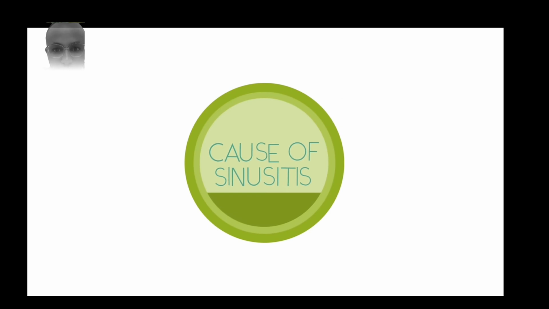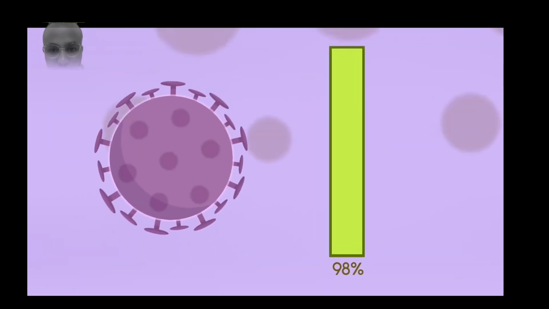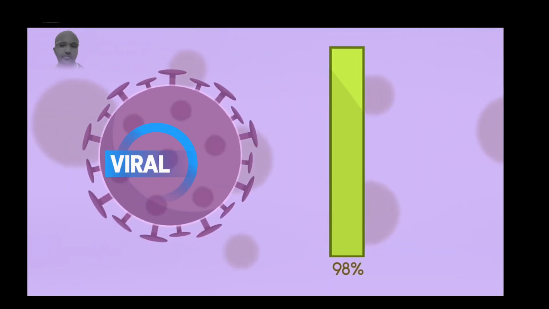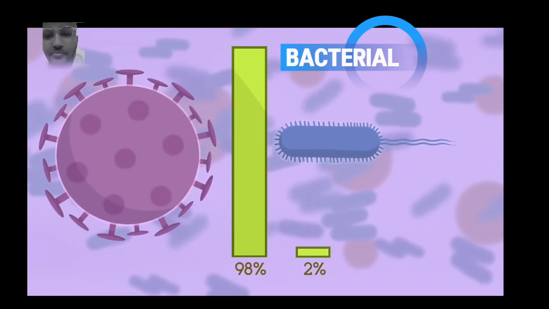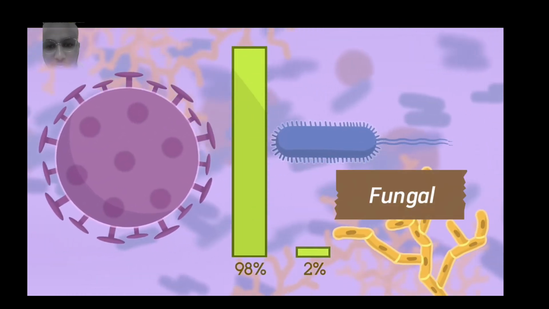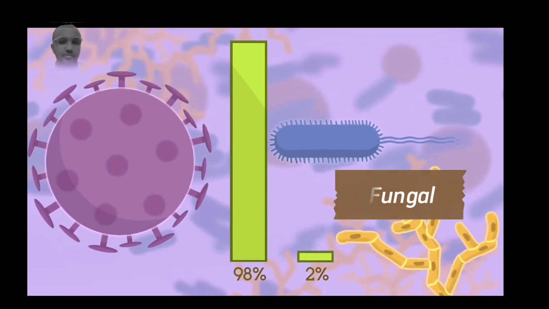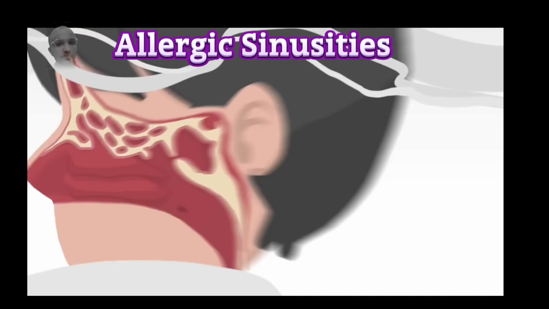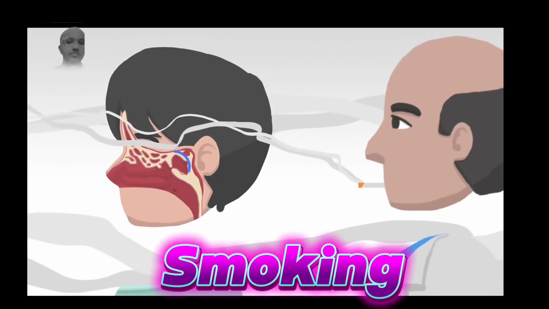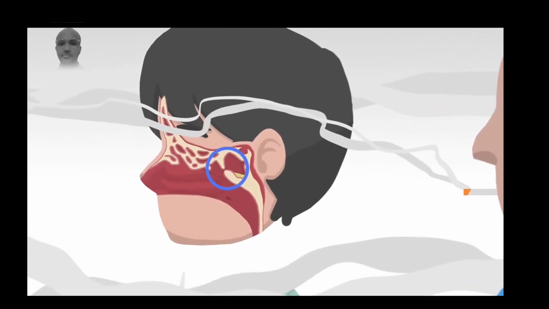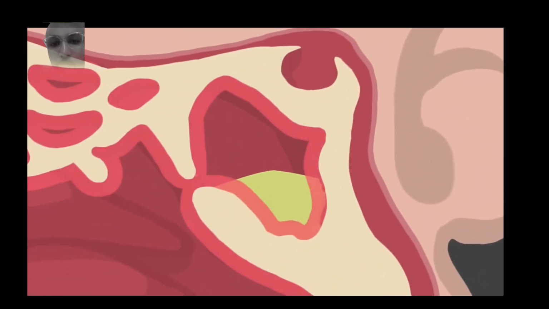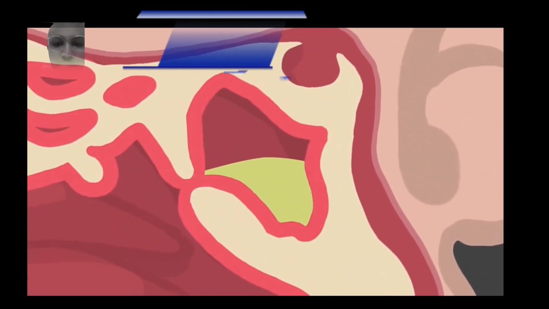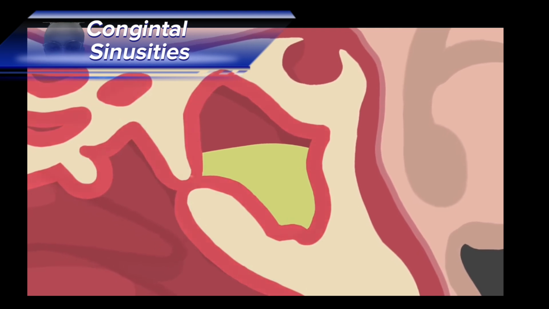So what is the cause of sinusitis? The most common cause is viral, at 98%, then bacterial, at 2%, and the least common is fungal. Those are the microorganisms that can cause sinusitis. Allergic sinusitis can be stimulated by smoking, and there is also anatomical defect that blocks the discharge of mucus produced within the sinus and can cause congenital sinusitis.